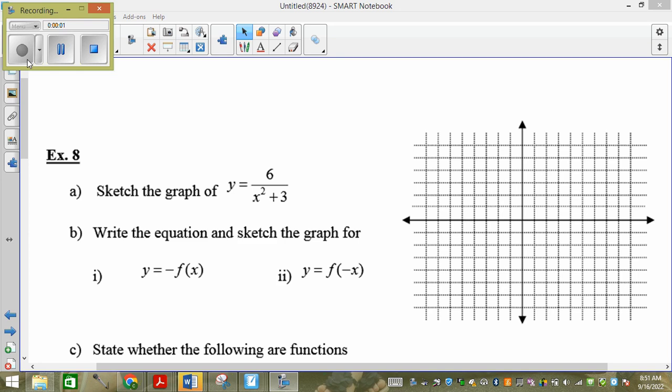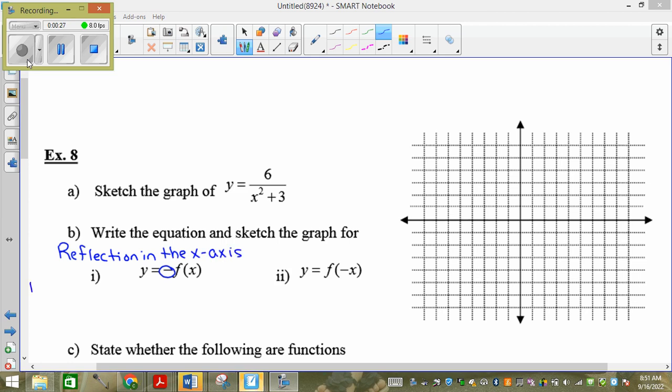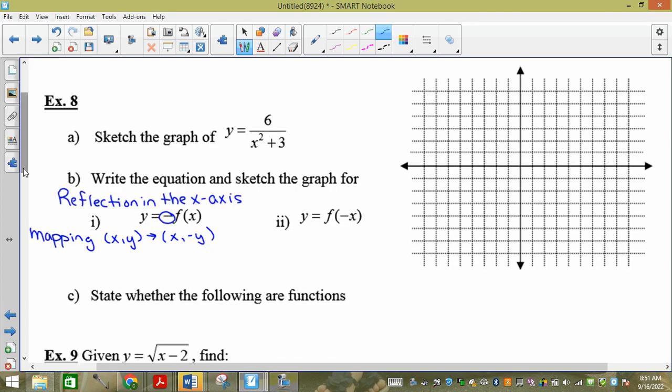For this one specifically, we're just going to write the equation for it. So when we have a negative in front, what is that? Yep. It's a reflection in the x-axis. What's our mapping? (x, y) becomes what? And then the negative's just going to get put in front.